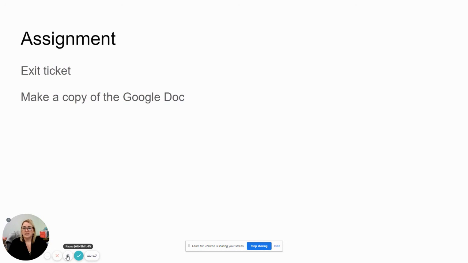All right, so that is it for the first two theorems that we're learning for triangle congruence. You do have an exit ticket in your Google Classroom that is the required assignment for today. Make a copy of the Google Doc, or if you want to do it on a piece of paper and take a picture and send it in, that's fine as well. Make sure that this gets done by the end of the class period.